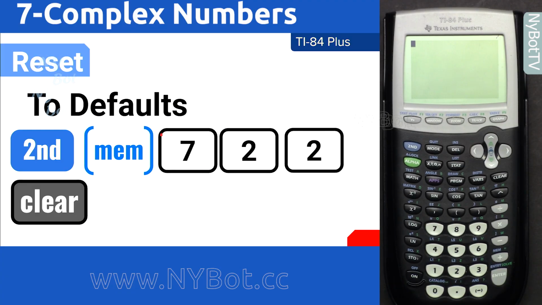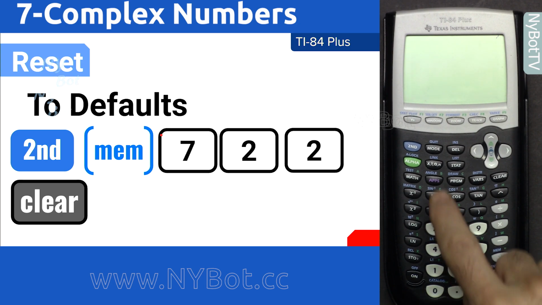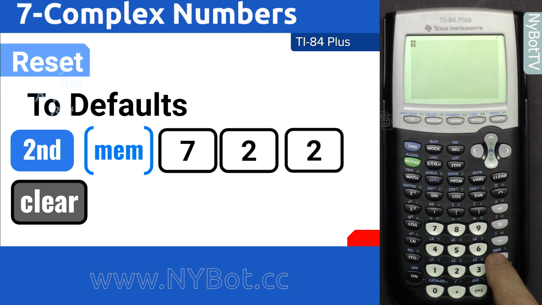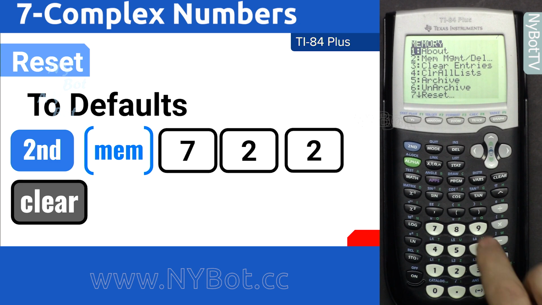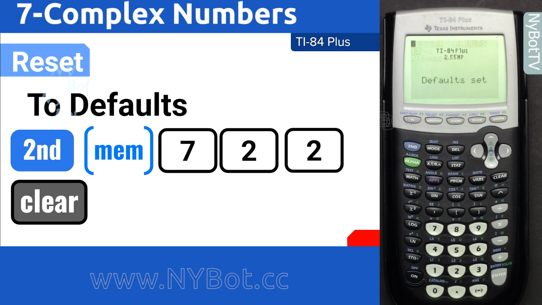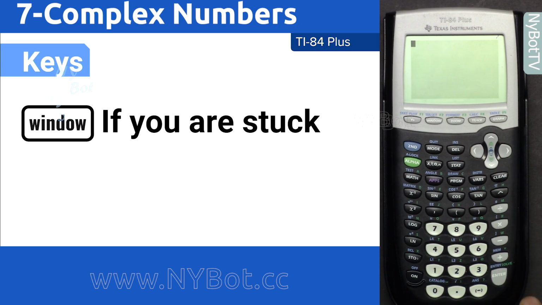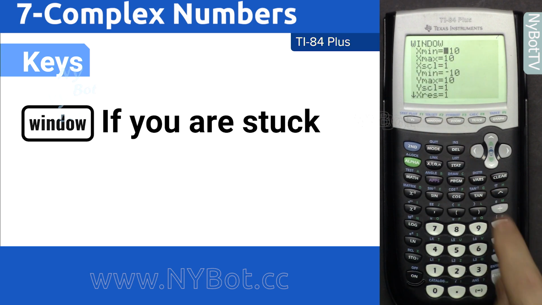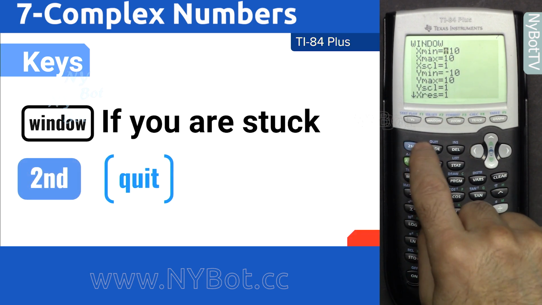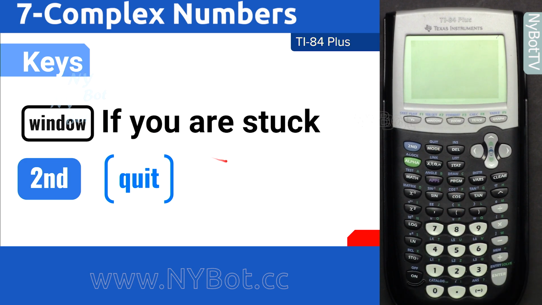Let's set our calculator to defaults so we are in the same settings. Second function MEM, just follow the screen: 7, 2, 2 and press clear. If you press window or some other key and you're stuck, just press second function and quit to exit from the screen.